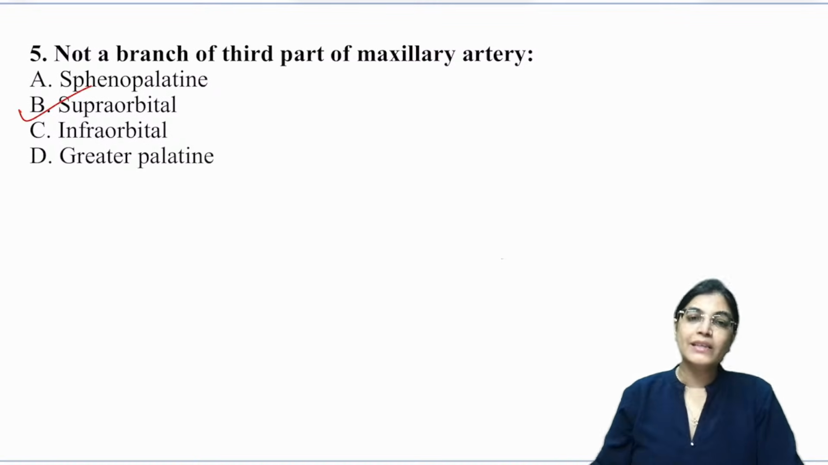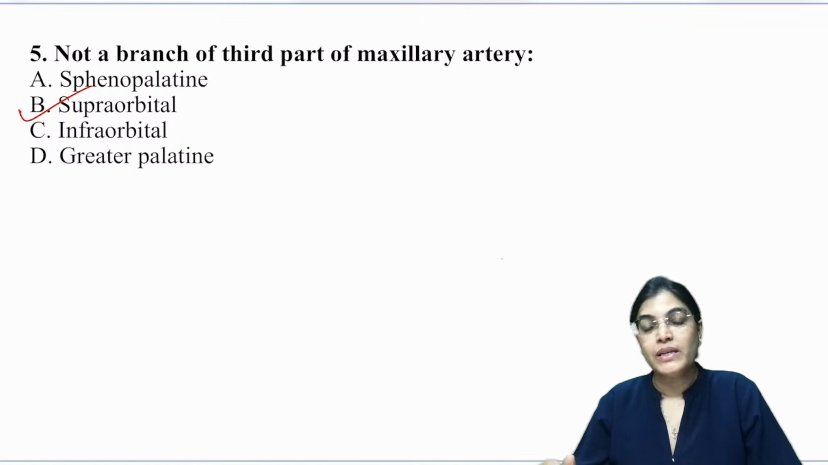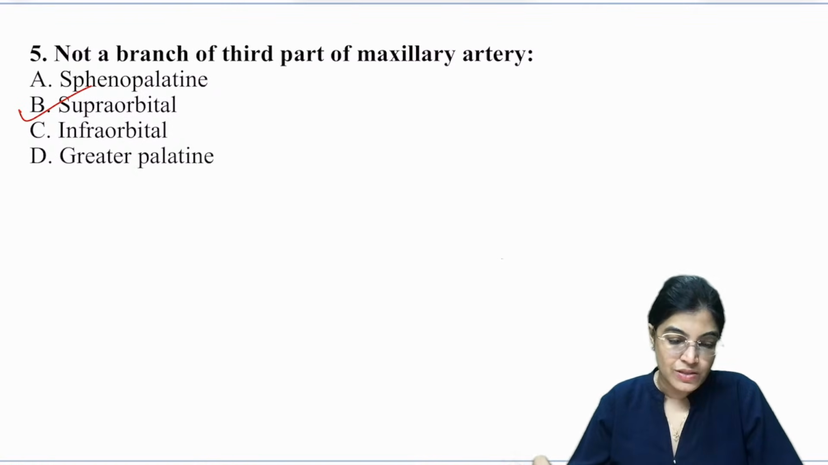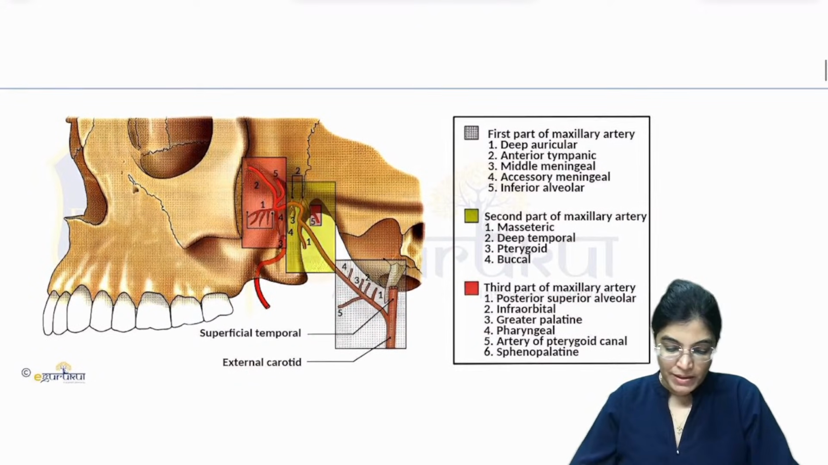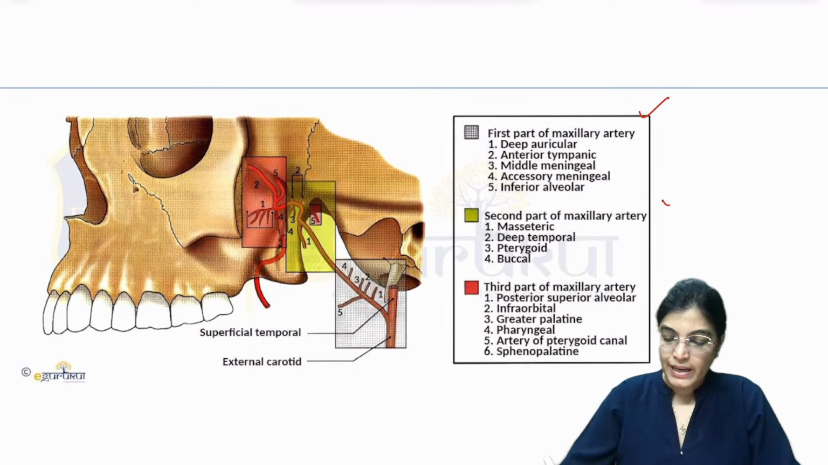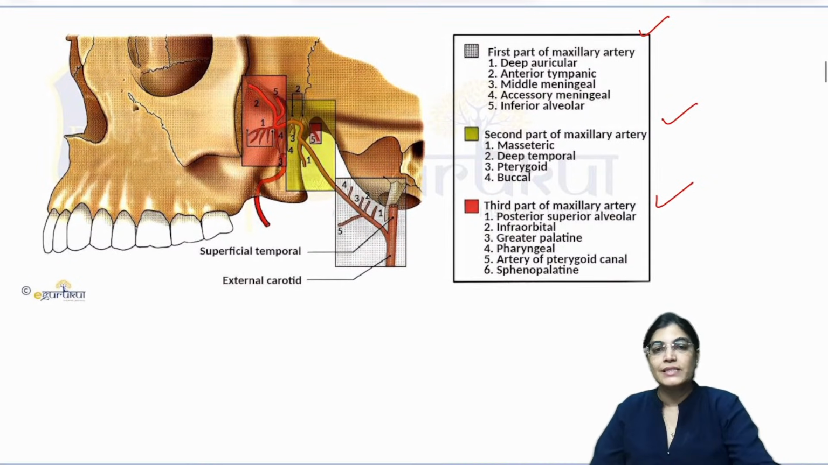Yes, supraorbital is absolutely right answer, because it's a branch from ophthalmic artery, which is a branch of internal carotid artery. Sphenopalatine, the greater palatine and infraorbitals, all these are the branches of third part. Very nice. PIPPS is the mnemonic for the branches. I want everybody to go through the branches from the first, second and third part. How to memorize this? Very easy.